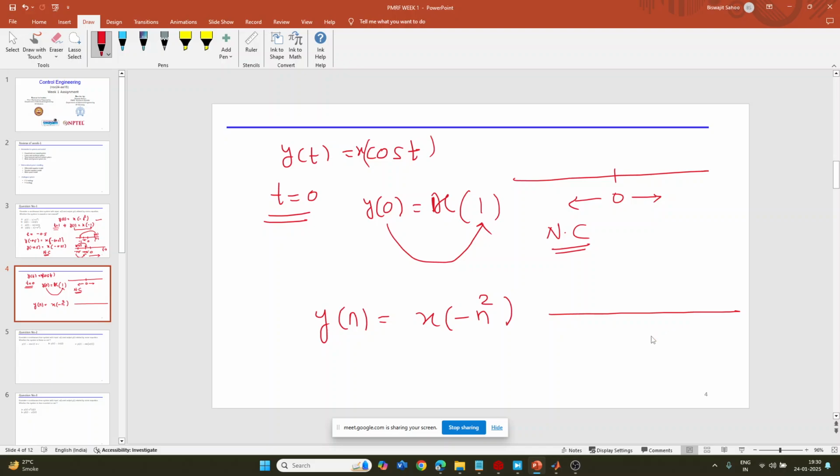Y of n equal to x of minus n square. Tell me the answer. One thing I'm clarifying is that I'm giving n, so this is a discrete system, not a continuous time system. N means a discrete system. In a discrete system you cannot take fractional values; only integer values are allowed. Now you just answer this question. What is the answer?